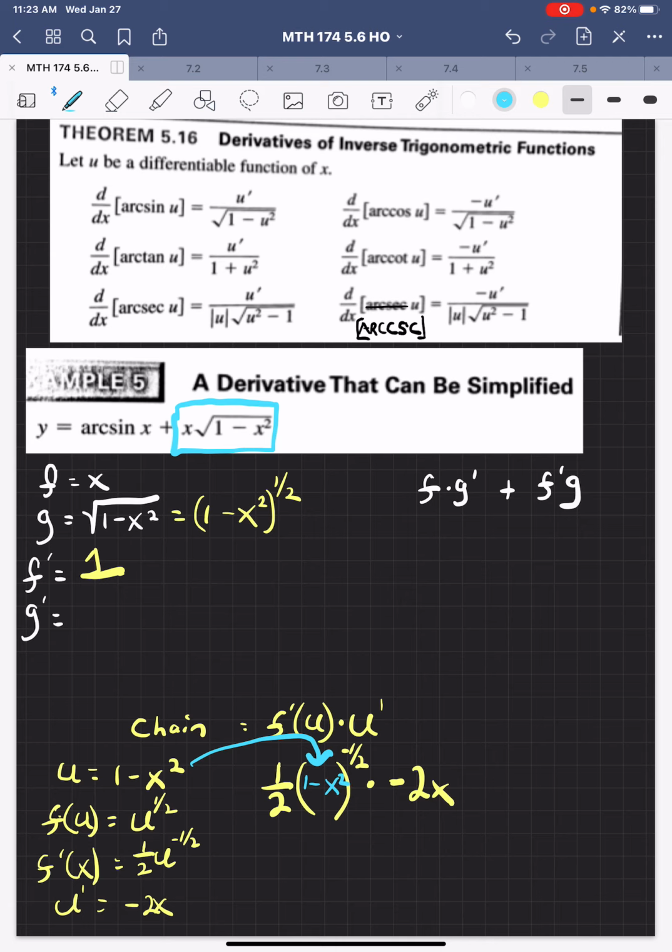Okay, so let's clean this up a little bit before we go back and put it into our product formula. First, if you have half of negative 2x, then half of 2 is 1, right? So you have negative x.